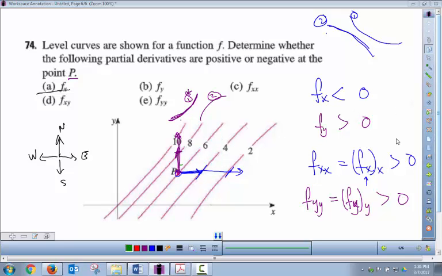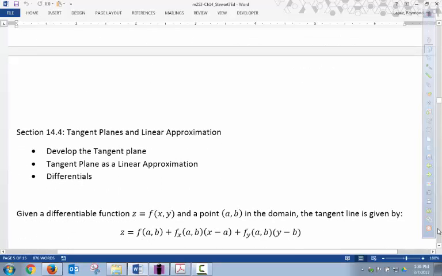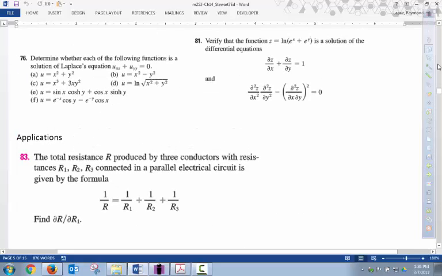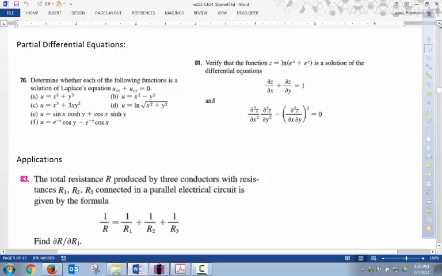Let's see. There are some interesting applications that I saw that I thought maybe we should go over. I don't know if we're going to have time to talk about 14.4. All right, well, let's spend some time on this. I think we're going to fall a day behind, but it's not bad. That's okay. Which one should we do?